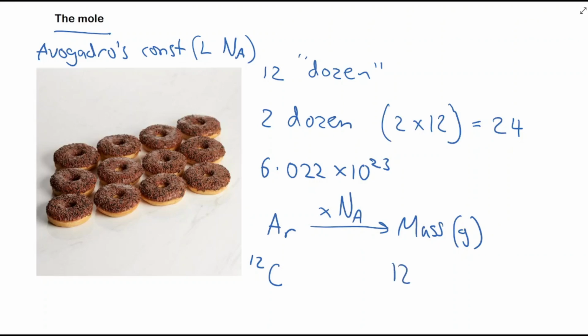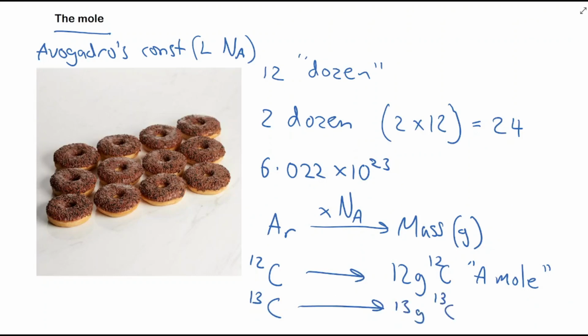So carbon becomes 12 grams of carbon 12, and we call this amount, where the relative atomic mass is the mass in grams, a mole of a substance. So if I have 1 mole of carbon 12, I've got 12 grams of carbon 12. If I have 1 mole of carbon 13, then I need to have 13 grams of carbon 13 to have a mole of it, because it is heavier. So each one takes up a greater mass.